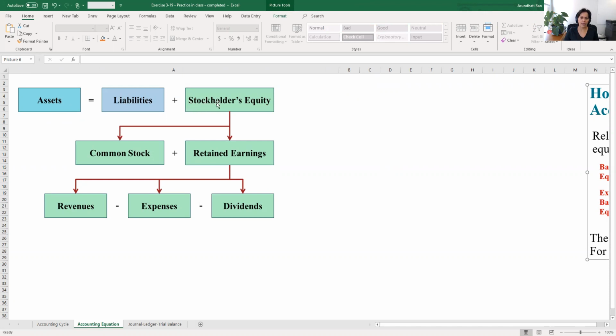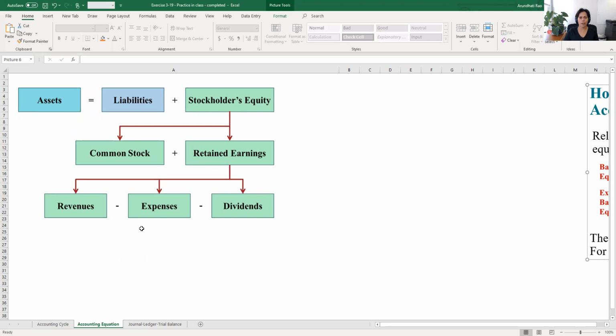So let's take a look at stockholders' equity and expand that and see what is comprised over here. What do we have here? Revenues minus expenses. Revenues are what the company earns by selling their goods and services. Expenses are the cost of doing business. In order to earn those revenues, certain expenses had to be incurred. For a given period, let's say it's a month, the difference between total revenues and total expenses gives you net income. This net income belongs to the owners of the firm.